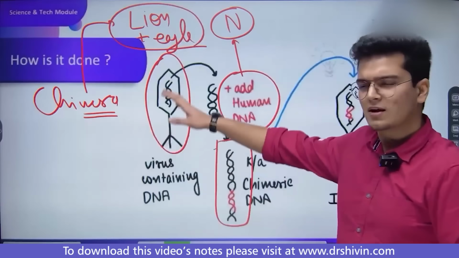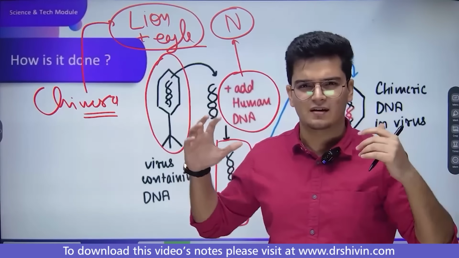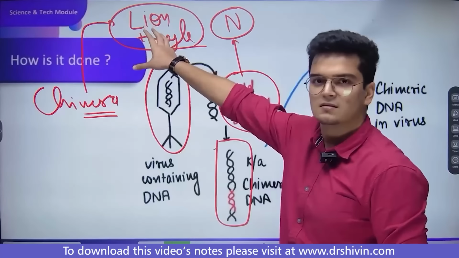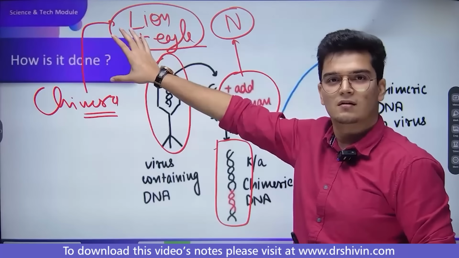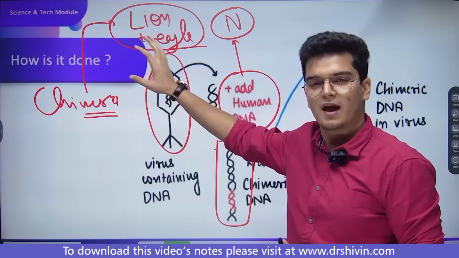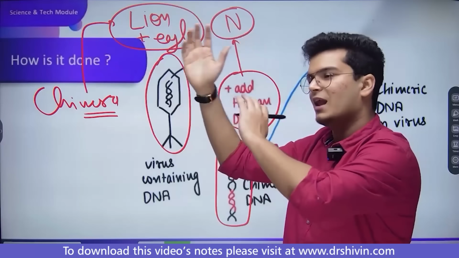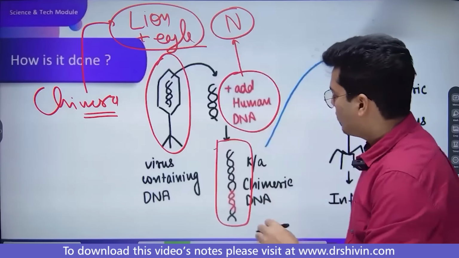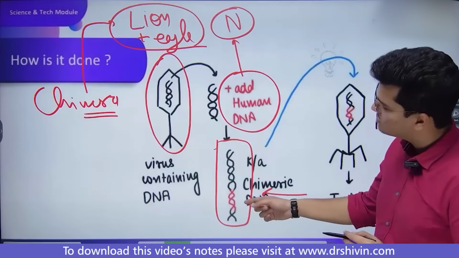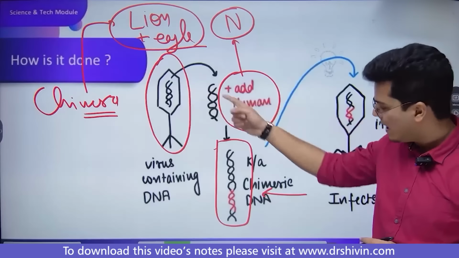If you Google chimera, you'll see it is a lion with the wings of an eagle or a dragon, something like that. So it is a mix of two things, but it is not natural, right? That is why it is called chimera. The word chimera itself means an artificial mix of a lion and an eagle. So what is this chimeric DNA? This is the artificial mix of viral DNA and human DNA.